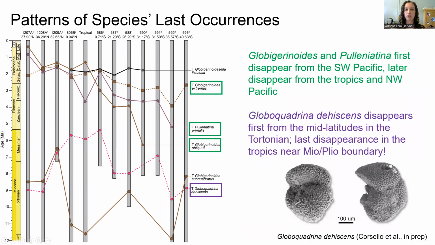One other species I want to draw your attention to is Globoquadrina dehiscens. This is a species that has a very interesting pattern of last occurrences. So this is a species that has always been known to approximate the Miocene-Pliocene boundary in the tropics. However, that's not true for the mid-latitudes. This species in the mid-latitudes is actually more approximating the late to middle Miocene. It then constricts its range into the tropics, and its last occurrence is near the Miocene-Pliocene boundary. So that's a pretty astounding pattern that we pulled out of this data set.